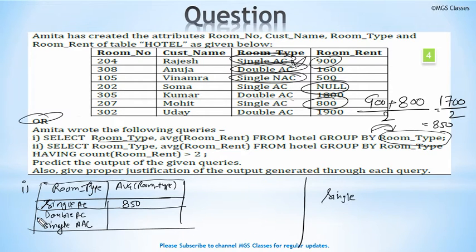Now we will calculate the average for double AC. For double AC, how many values are there? One is 1600, plus another one is 1800, plus another one is 1900. So we will add those values and divide by 3. This time we need to divide by 3 because 3 rows are there. In the previous case, we divided only by 2 because one value was null. Null value is always excluded.